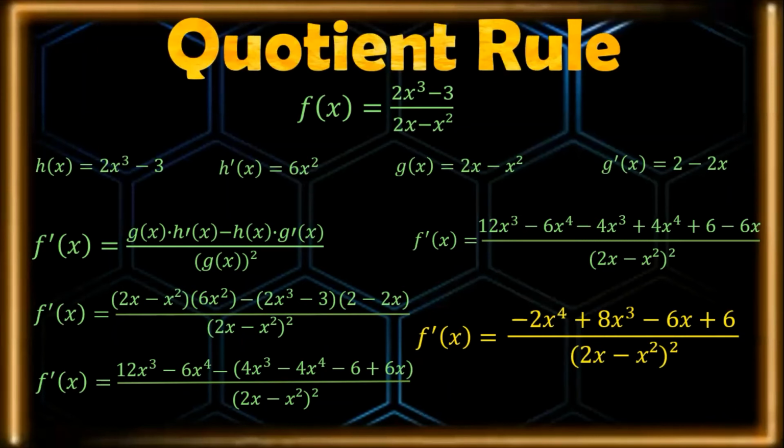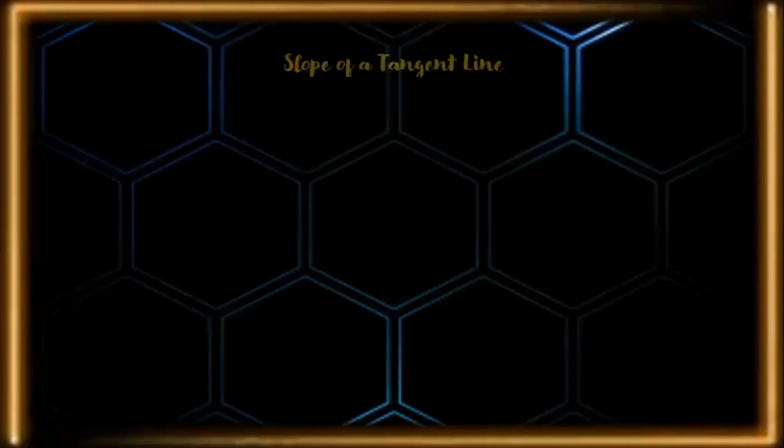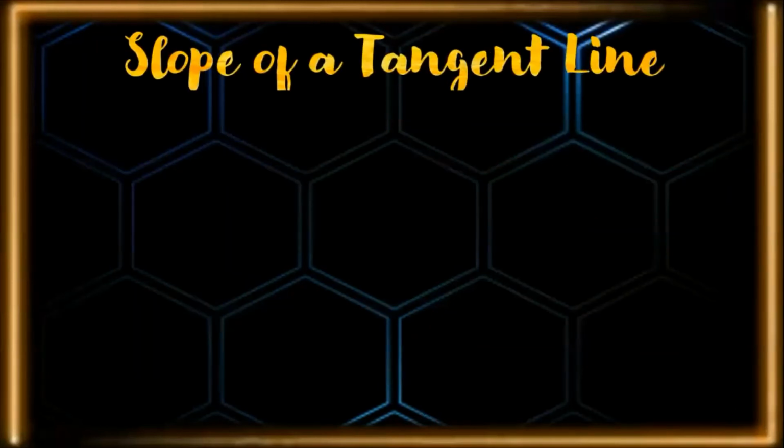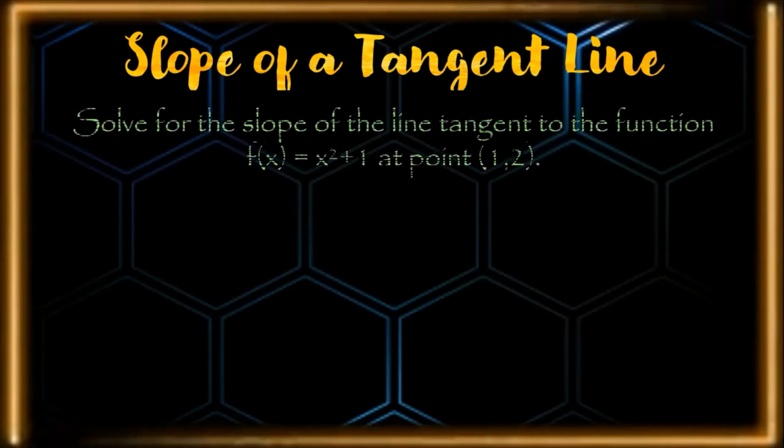Okay, so we already know how to use the different differentiation rules. This time, as promised, we will solve the slope of a tangent line using the derivative, or the shortest method. Suppose the problem is you are tasked to solve for the slope of the line tangent to the function f of x equals x squared plus 1 at given point (1, 2). So using derivatives in solving for the slope, all we have to do is to derive the given function.